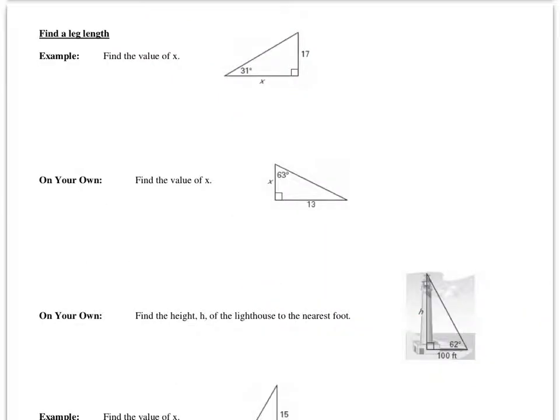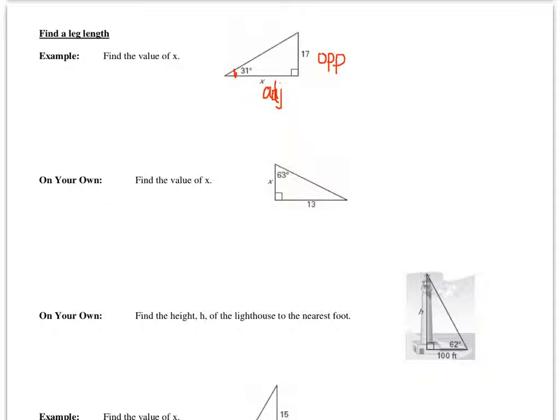Okay, so this says find a leg length. So we're going to find the value of x here. Now I know my angle is 31 degrees, and I need to find x, and I know one of my sides here. So here's my angle, that's my theta. This x is the leg right next to it, so that's my adjacent leg. And the 17 is a leg across from it, so that's my opposite leg.